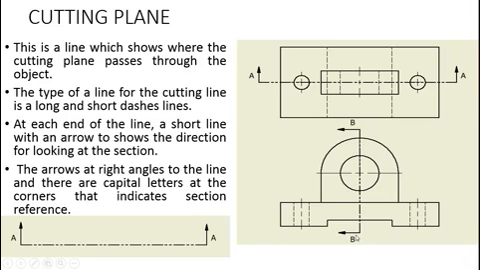So these letters cannot be mixed with other letters. For example, you cannot have letters A and B on the same drawing, or B and C, or A and X. Every time you are seeing these letters, they should always be the same. So you can either have A and A, or B and B, or sometimes we might have X and X. That will depend on what you are given.